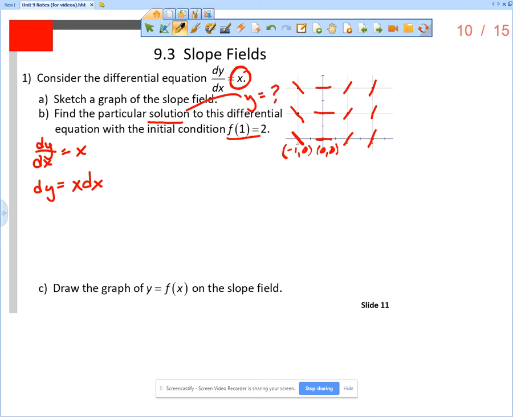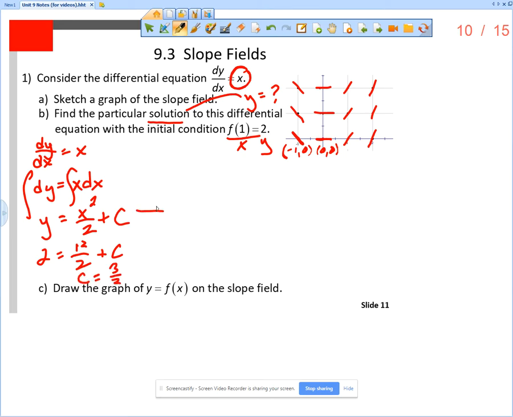If I have dy equals x dx, I'm going to integrate both sides. So this is just an old question. The integral of dy is y. The integral of x dx is x squared over 2 plus c. Remember, this is an indefinite integral. Now, I'm given that f(1) is 2, and so I'm going to use that. x is 1 and y is 2, so 2 equals 1 squared over 2 plus c. So 2 equals 1/2 plus c, so I subtract a half, so c is equal to 3/2. So that means that my equation is y equals x squared over 2 plus 3/2.